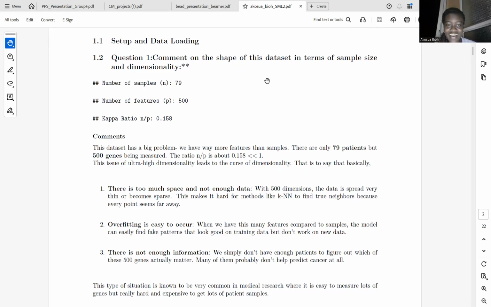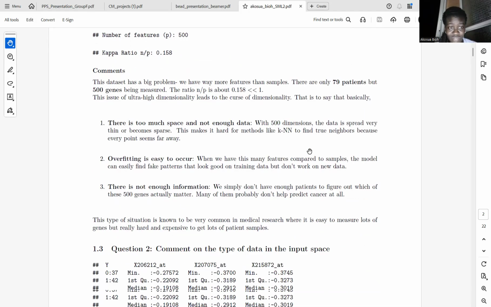Let's go through it. We have this prostate cancer data set with just 79 patients, the sample size, but 500 features with the genes. Right off the bat, we know that we have a lot of features compared to the sample size. The kappa ratio is 0.158, which is extremely small and smaller than 1. So we have an issue of the curse of dimensionality, where overfitting becomes really easy.